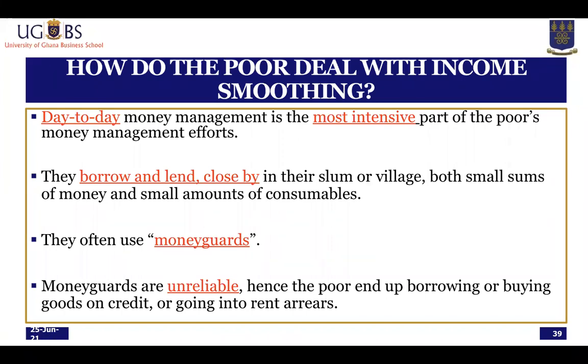So normally they borrow and lend close by in their slums or villages. So there's this closed community. So sometimes they can use money guards, people they leave monies with, some have protects for them. So someone almost like a storekeeper. But money guards are unreliable, hence the poor end up borrowing or buying goods on credit or going into arrears. So now that's the challenge as to why they do income smoothing.